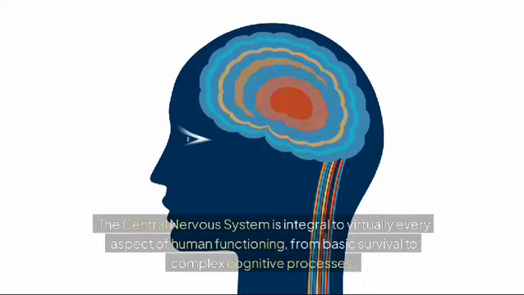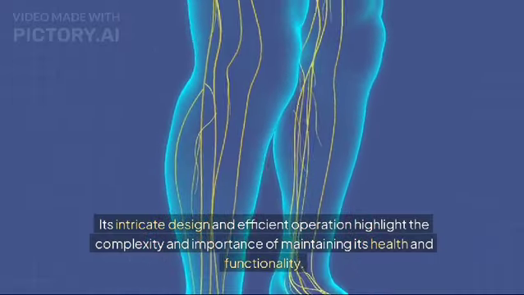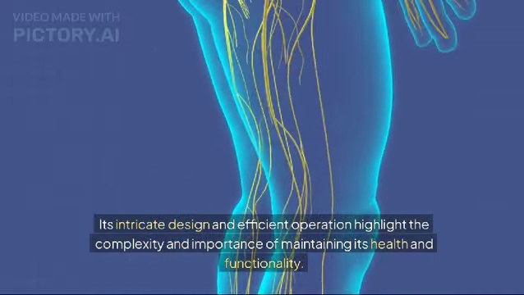The central nervous system is integral to virtually every aspect of human functioning, from basic survival to complex cognitive processes. Its intricate design and efficient operation highlight the complexity and importance of maintaining its health and functionality.